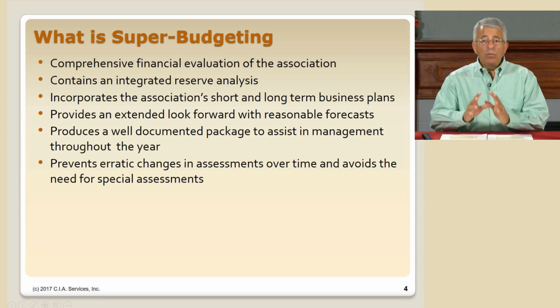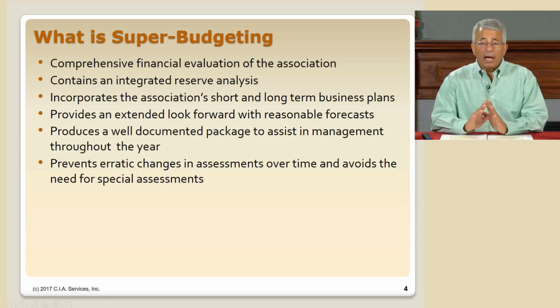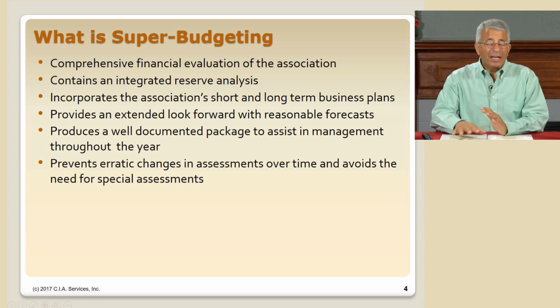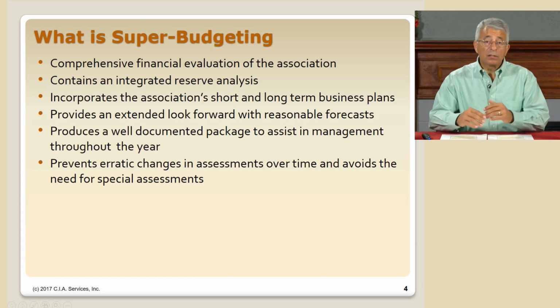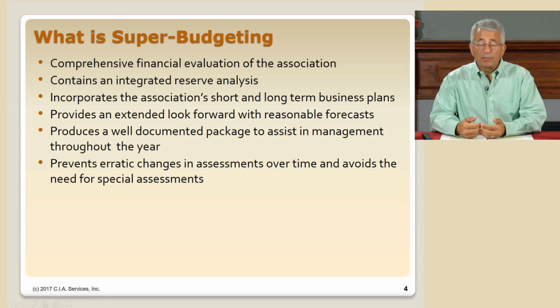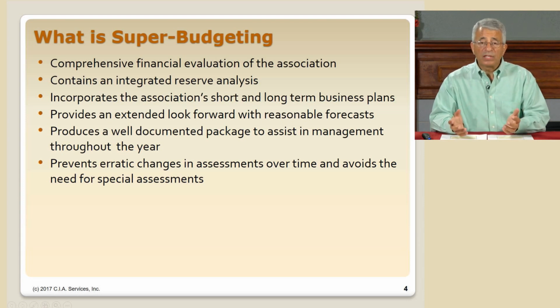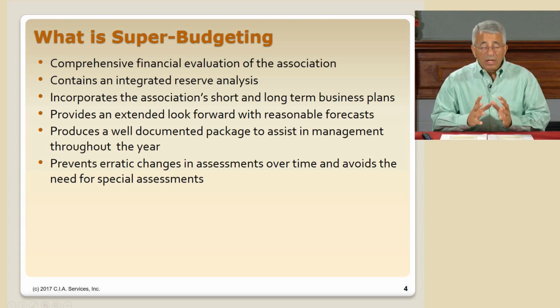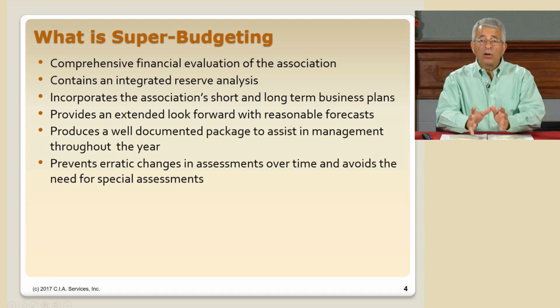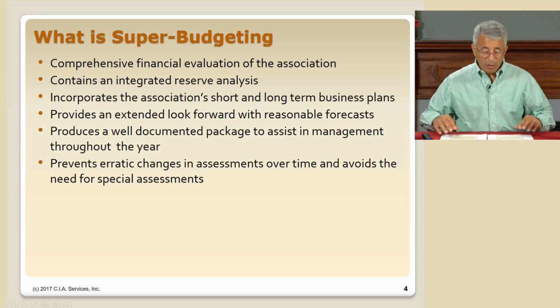Now, if you do proper planning and you utilize a super budget, then you don't have to worry about erratic changes in assessments. You don't have to worry about not being able to take care of the association assets when they wear out. You won't have to worry about special assessments. You won't have to worry about all of those things because the super budget will give you a look forward, and every single year you refine that as you're moving off into the future. So that's what a super budget is.